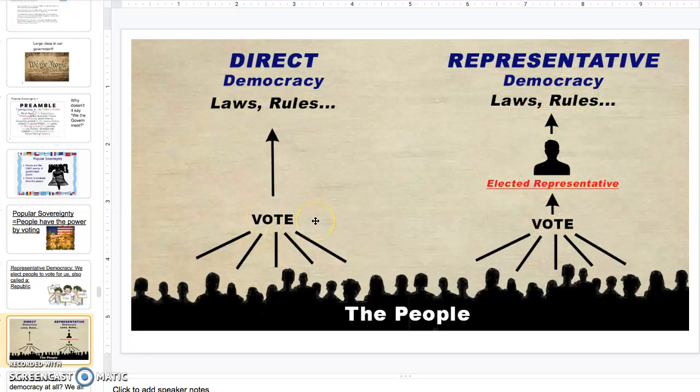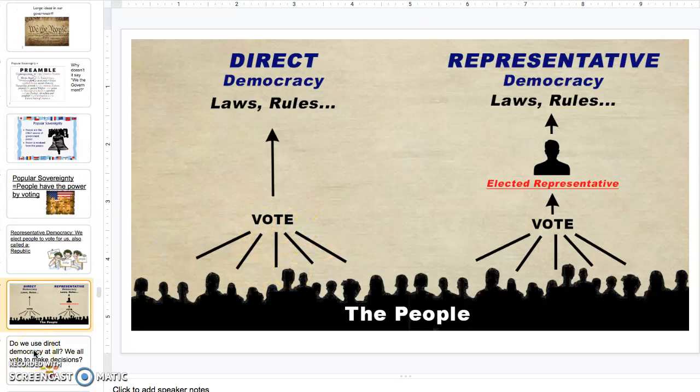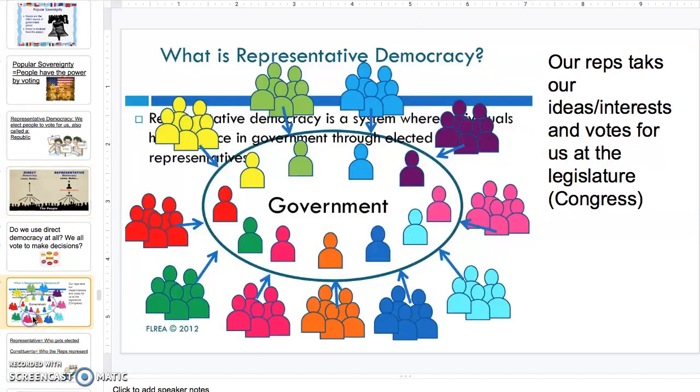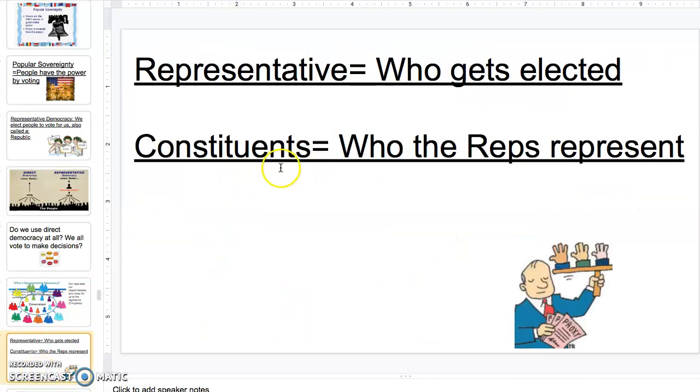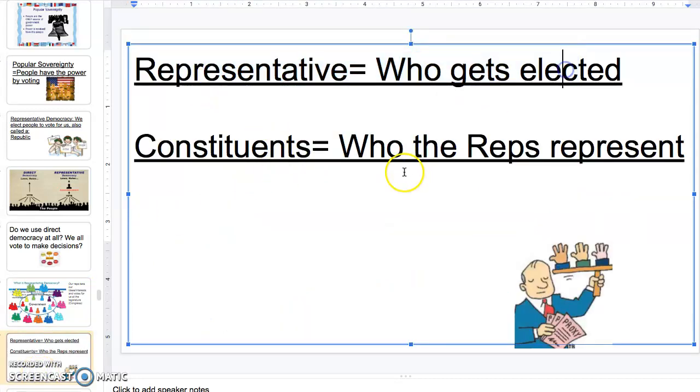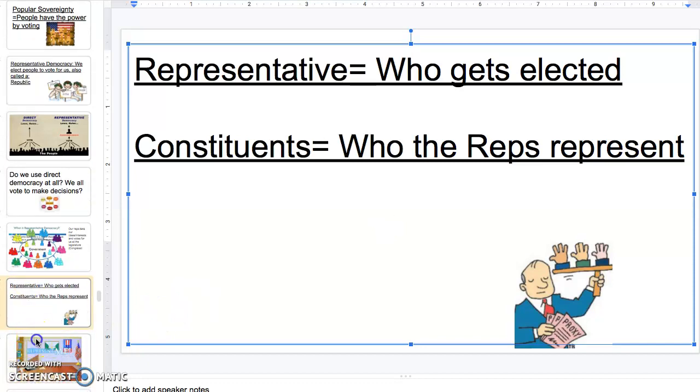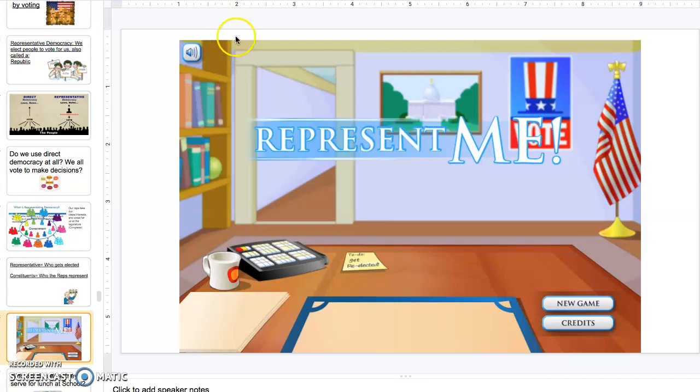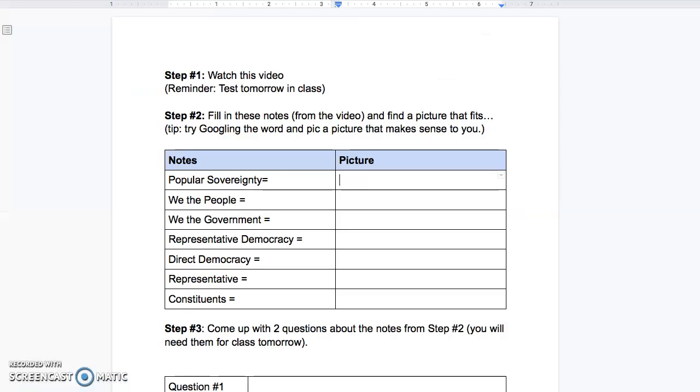You can also have a direct democracy where people vote on everything. It takes a long time, but you can do it. We do use direct democracies once in a while, and we'll talk about that in class tomorrow. So we elect representatives, and then our representatives go to Congress or the government and represent our ideals to vote on bills and other policies that the governments have. The people they represent can be called constituents. So we are the constituents of the representative. And you're going to play the Represent Me game, and like I said, there's a video for that.